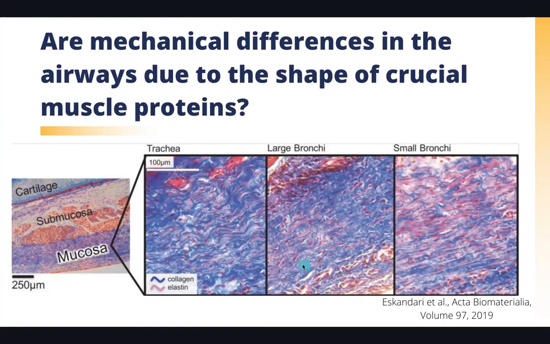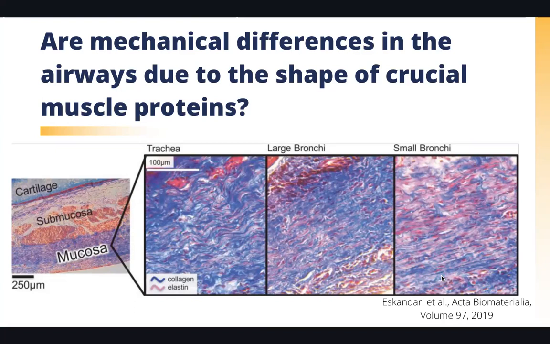Within the large bronchi, you can see similar S-shaped curves, but it's not as pronounced. Where we saw a stark difference was within the small bronchi. In the small bronchi, you might notice that these fibers look a little straighter and a little longer. However, as I mentioned, this is only observational.